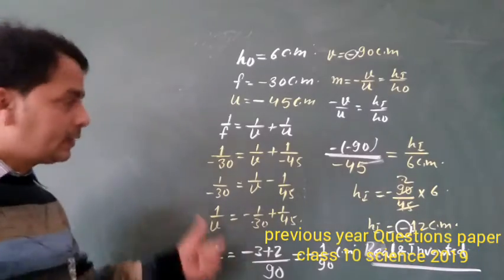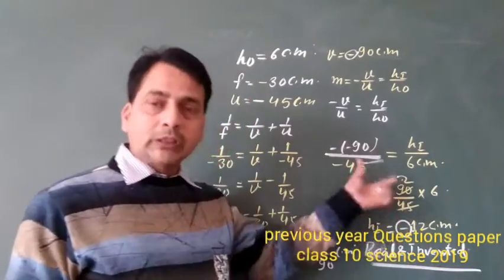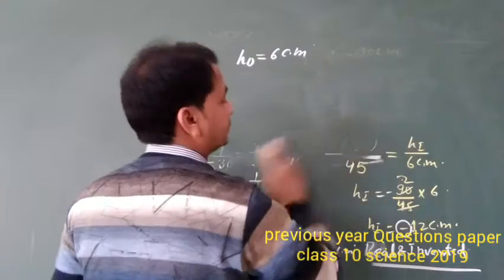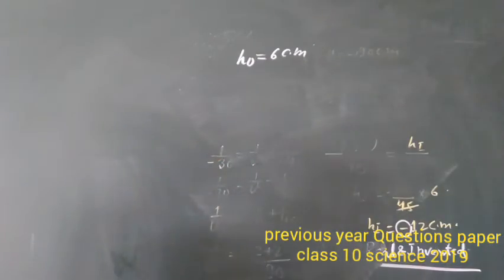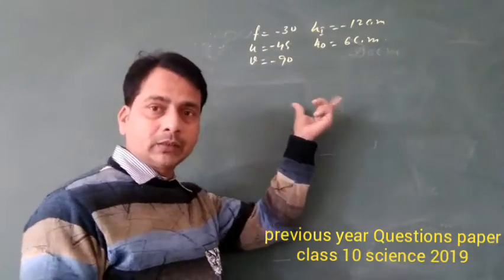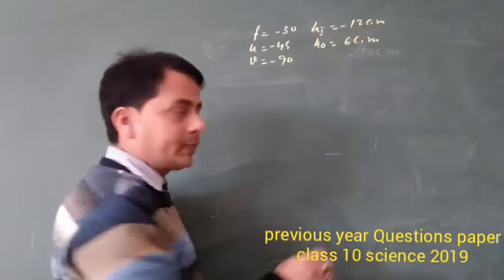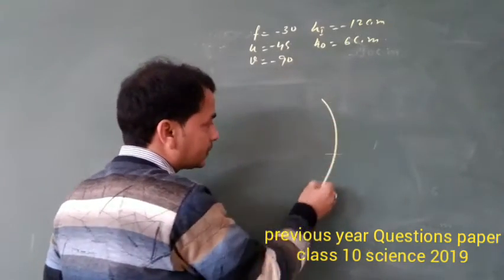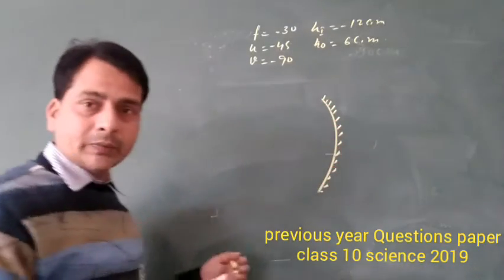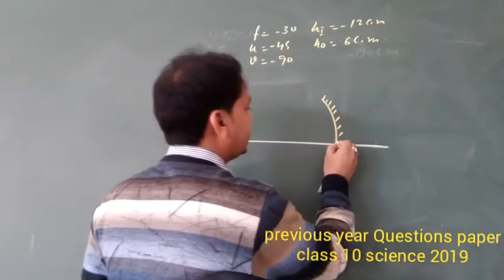So here is the image formation according to this information. So the ray diagram here: the mirror is the concave mirror. So here is the concave mirror, and here is the principal axis. That is the pole.